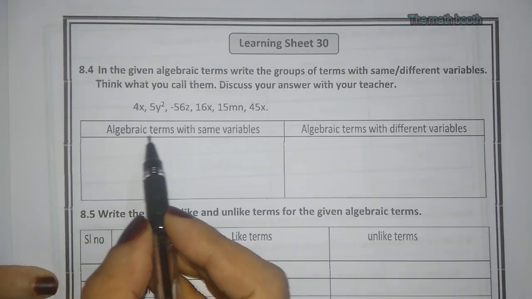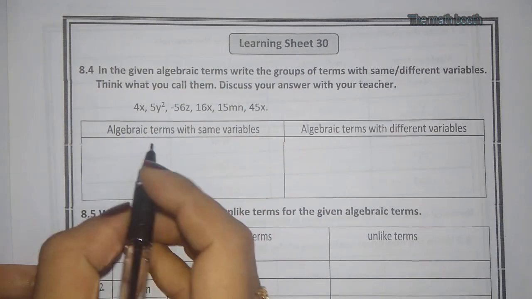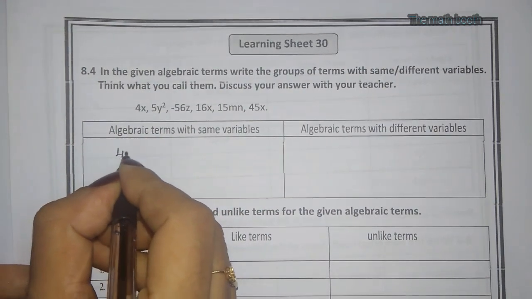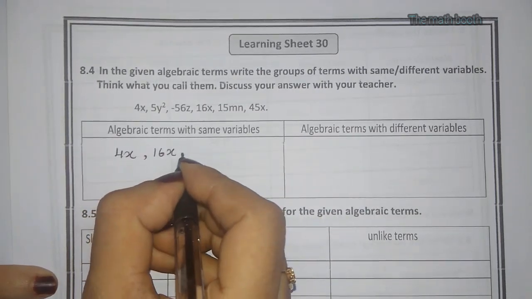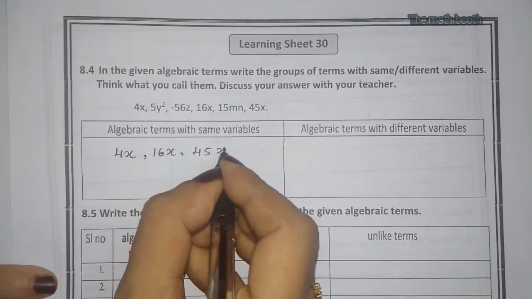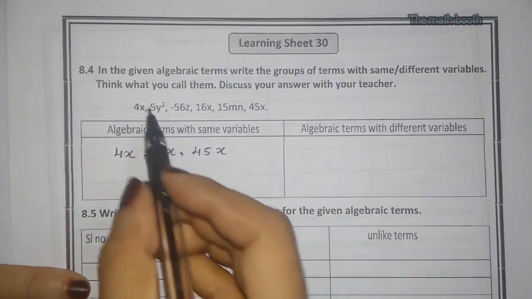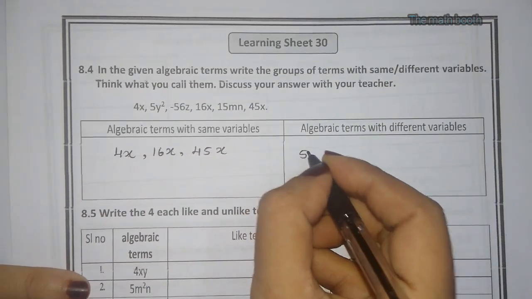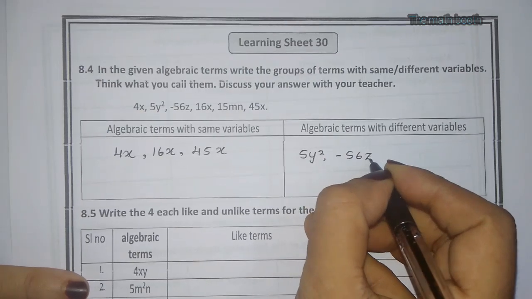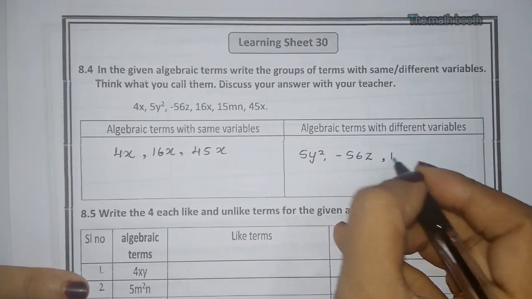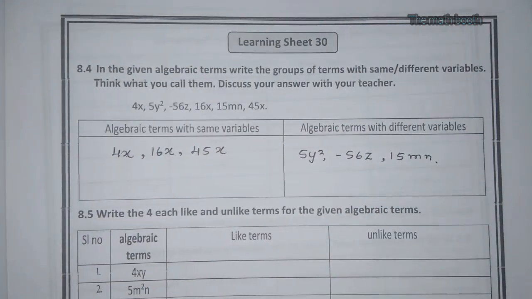Okay. Algebraic terms with the same variable. Let us see how many algebraic terms have the same variable. I can see here 4x, 16x, same variable, and 45x. We can see there are three terms with the same variable. And different: 5y square, minus 56z, minus 15mn. They are with different variables.